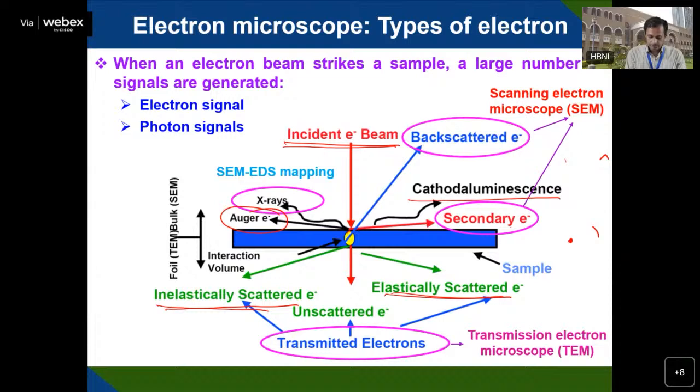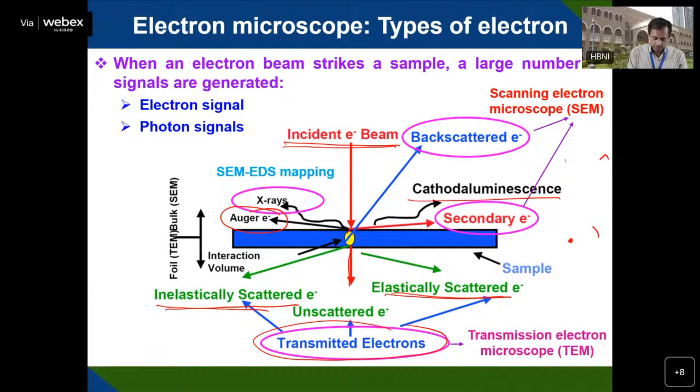In addition, some electrons will directly pass through. Those electrons are used as transmitted electrons. That is the basis of transmission electron microscope use. So this whole interaction of the electron beam, whether producing backscattered or secondary electrons or transmission, is the basis of electron microscopic techniques.